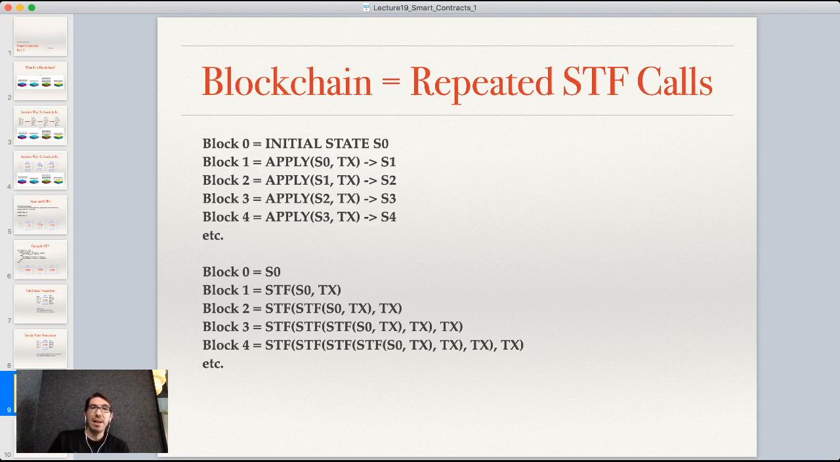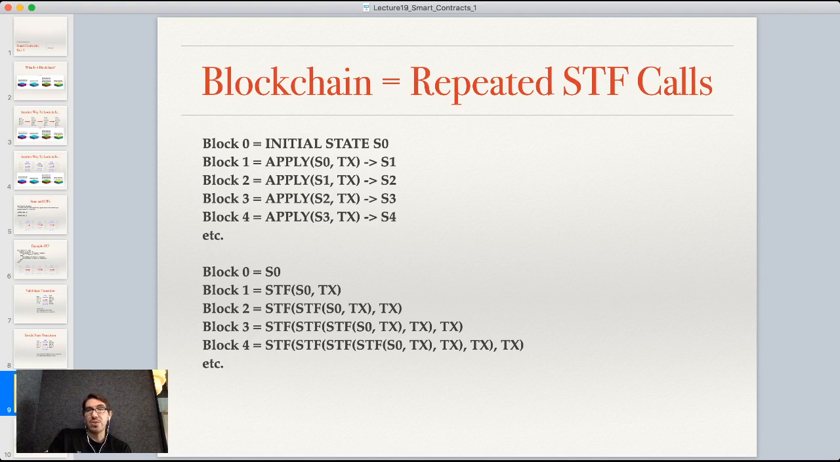S1. Then we apply S1 and the new transactions that are found in block 2. We get a new state S2, etc. State 3, state 4, etc. Or if we want to think of this mathematically without these extra variables, we really can think of it as just repeated application of this state transition function. If you look at the lower example here, you'll notice there are no additional variables. It's just nested calls to this genesis state, this state 0.